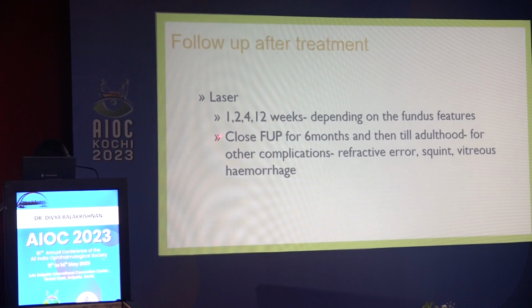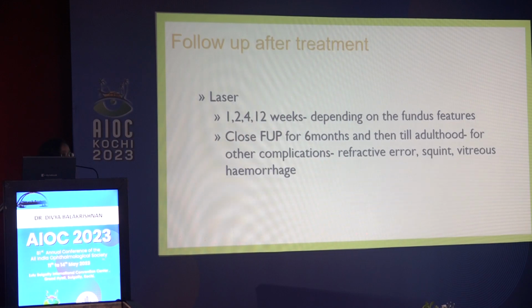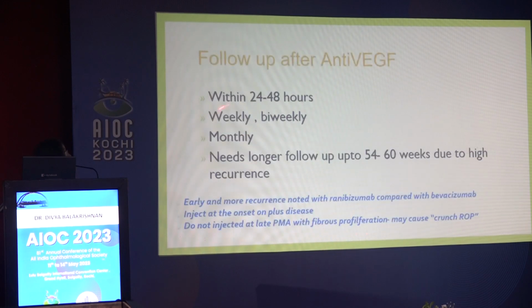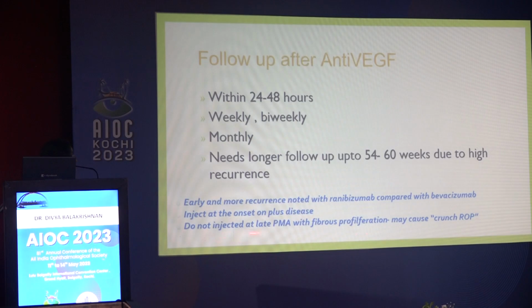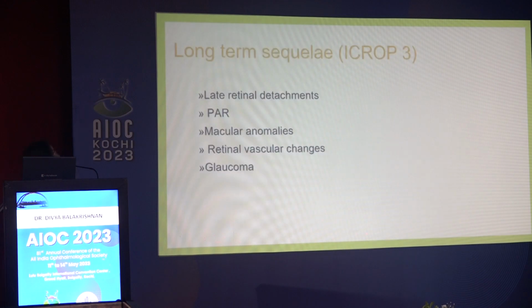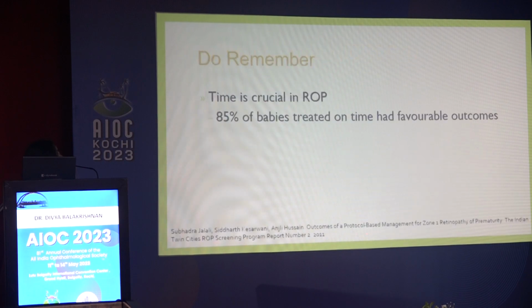With laser, you need to see the baby at 1 week, 2 weeks, and then 12 weeks, and then follow up at 6 months. With anti-VEGF, you need to see the baby after 24 to 48 hours, and you need a longer follow-up. And don't give the baby anti-VEGF when the baby has reached almost 39, 40 weeks, or if you have already seen a fibrovascular proliferation, because it can lead to a complication called crunch ROP. And you should document any late complications like late retinal detachment, peripheral avascular retina, any of these things.